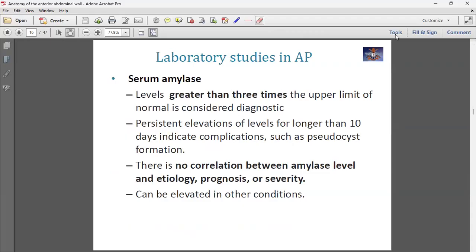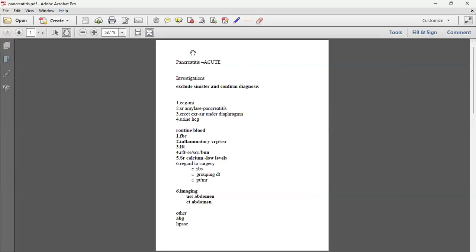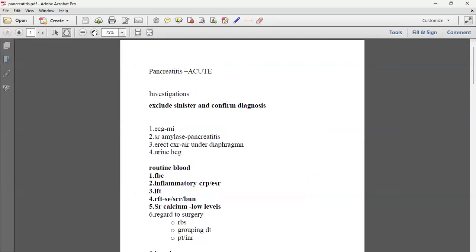Yeah. So now in the exam, you will get a patient with epigastric pain. So if they ask how you will investigate the patient, you can tell it like this. You will first investigate to exclude other sinister pathologies and confirm the diagnosis. Okay, so you can do an ECG to exclude an acute coronary syndrome. You can do serum amylase levels, and if it's 3 times the upper limit of normal, it's very suggestive of pancreatitis.